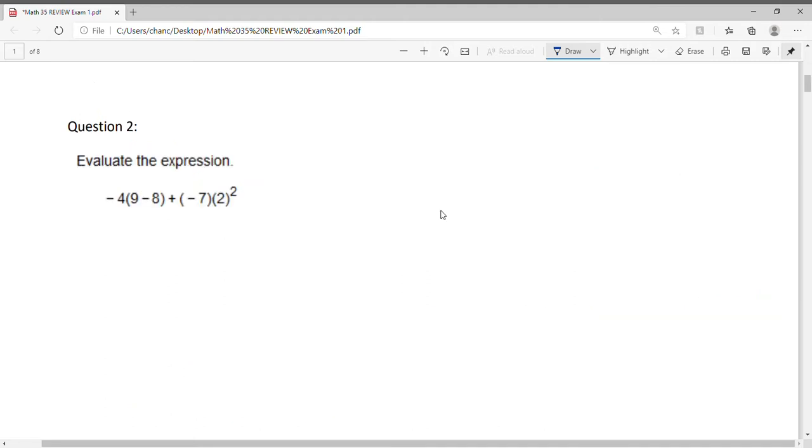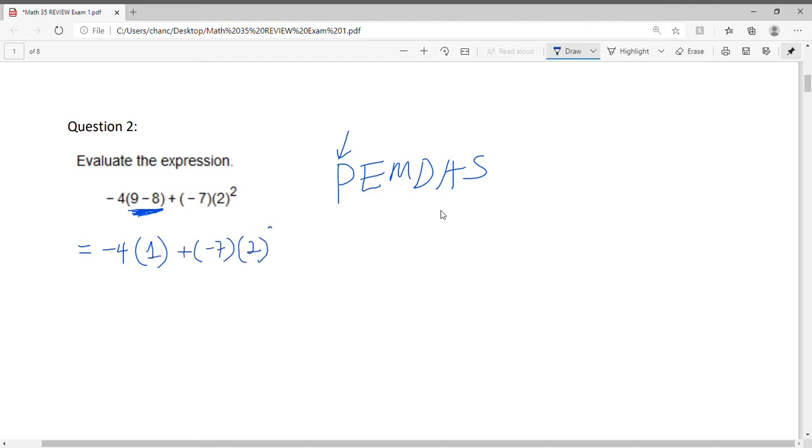Question number 2. Let's evaluate the following expression. Recall the orders of operation, PEMDAS. So let's look for any grouping symbols. I have a set of parentheses here, 9 minus 8. So let's perform that operation first. 9 minus 8 is equal to 1. And then I'll copy everything else exactly as it is.